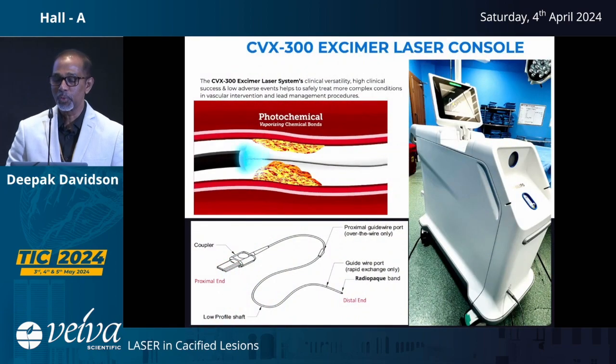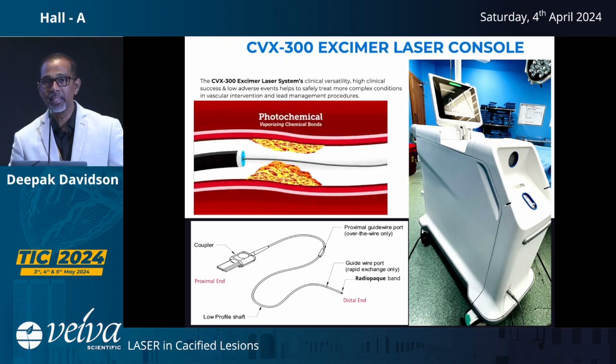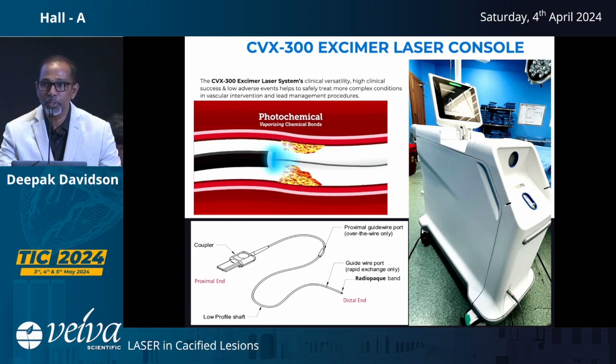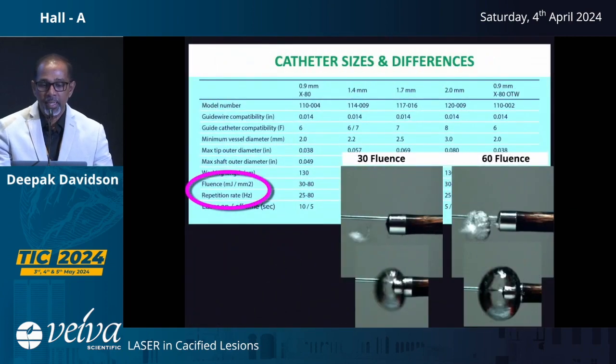This is how a laser console would look. It's a very heavy console, more than 200 kgs, and however, the laser catheter is a very user-friendly device. It goes through a 6-French system, and it's a monorail system.